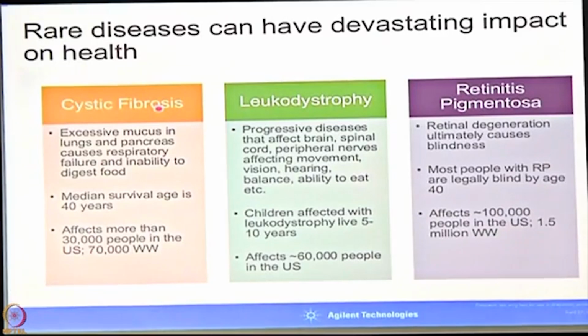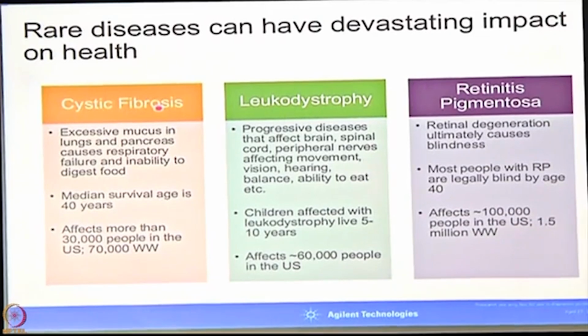Okay, so I'm going to talk about some of the rare diseases which exist worldwide. Let's come to the first, cystic fibrosis. This is a disease where excessive mucus is deposited in the lung or pancreas, which causes respiratory failure and inability in digestion. The median survival for this disease is 40 years, and 70,000 patients are known worldwide.